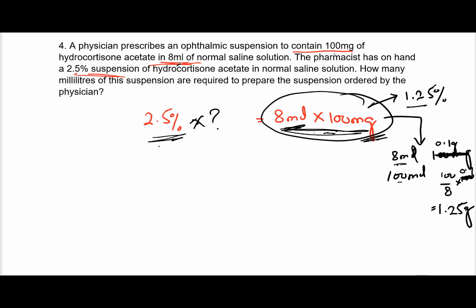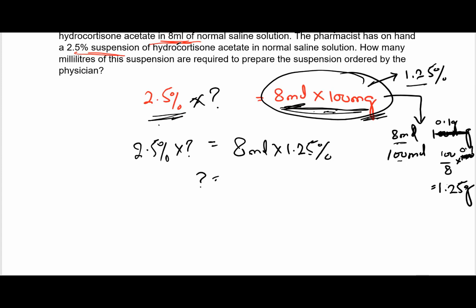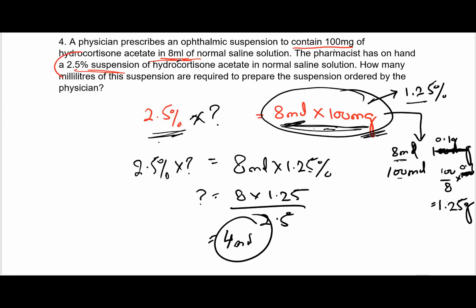Okay, so C1V1 = C2V2 is the ultimate formula. C1V1, we can apply that. So we can use that 2.5%. Now 8 mils, 1.25. The answer is 4. So I need 4 milliliters of this suspension to make this final one, which will have 100 milligrams in 8 mils.